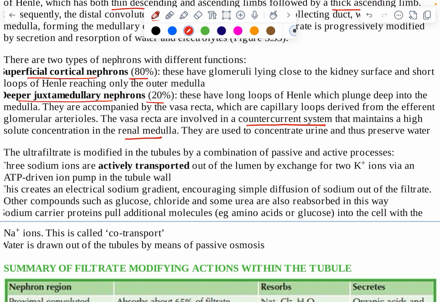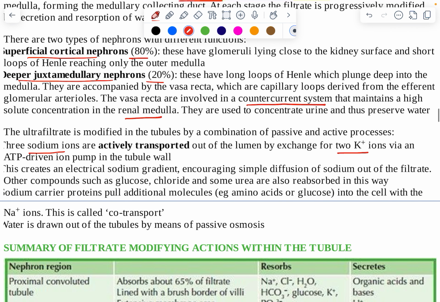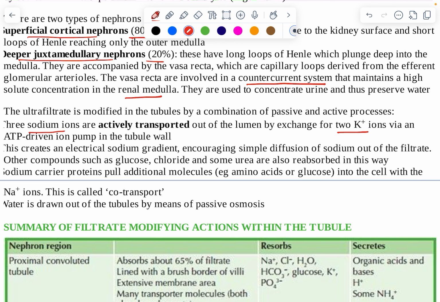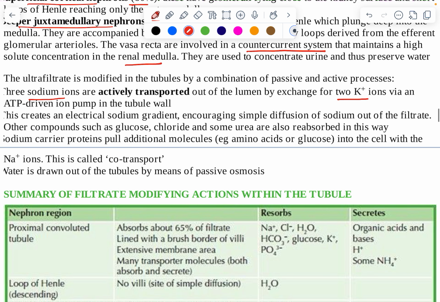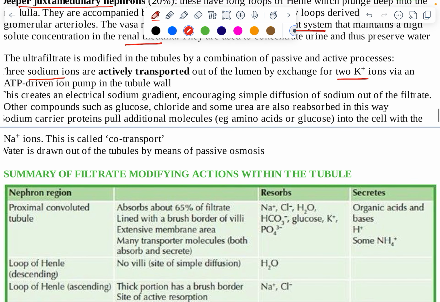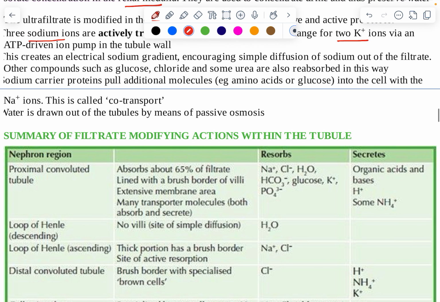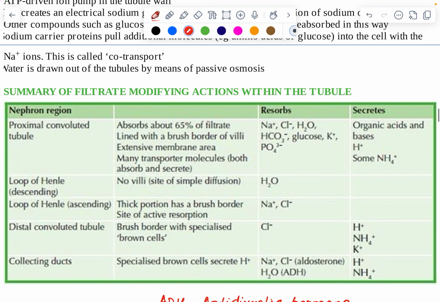The ultrafiltrate is modified in the tubule by a combination of passive and active processes. Three sodium ions are transported out of the lumen in exchange for two potassium ions by an ATP-driven ion pump in the tubule wall. This creates an electrochemical sodium gradient, encouraging simple diffusion of sodium out of the filtrate. Other compounds such as glucose and chloride are also reabsorbed this way. Sodium carrier proteins pull molecules along with the sodium ion; this is called co-transport. So initially, water is drawn out of the tubules.